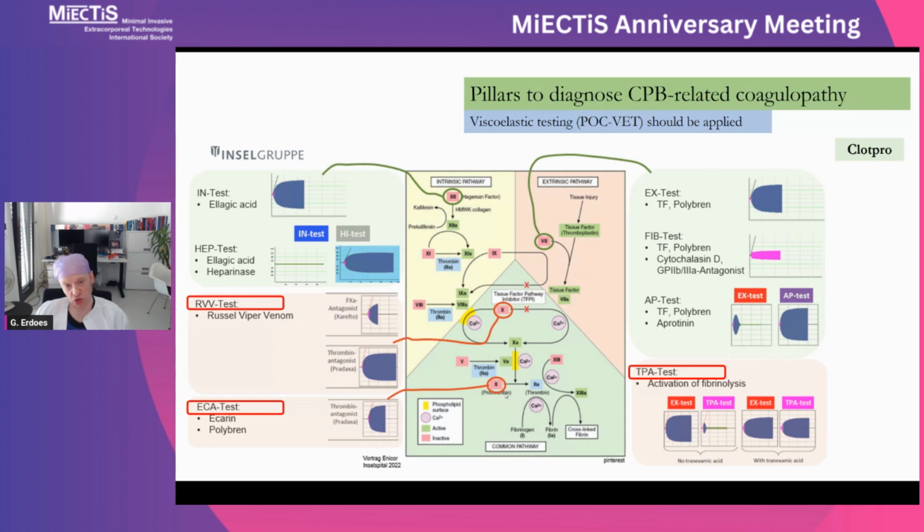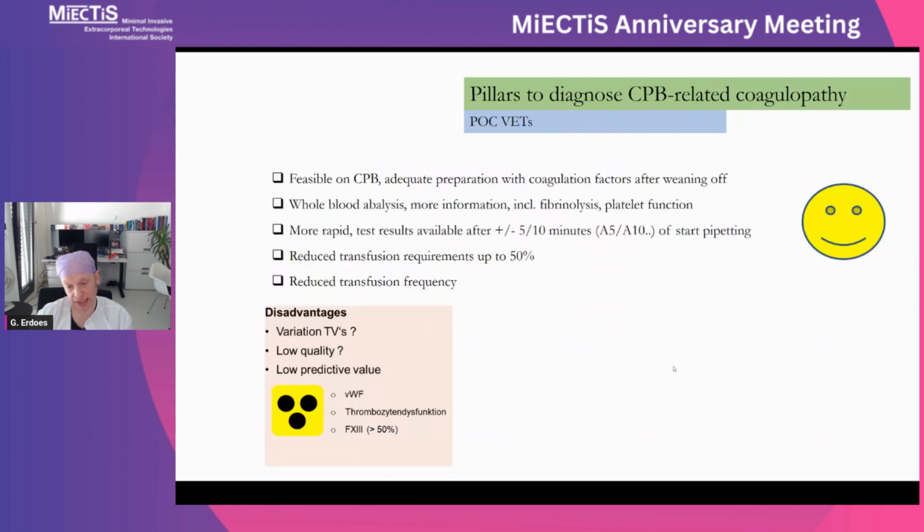In Bern, we have a new device. This is the ClotPro device. It is working like the ROTEM device, but it has additional assays. I mean especially the Russell viper venom assay to diagnose factor 10 inhibitors, and also the ECA assay to diagnose factor 2 inhibitors. And it is also a good assay to diagnose the effect of tranexamic acid, the TPA test, and we are using all these tests if it is necessary in our patients.